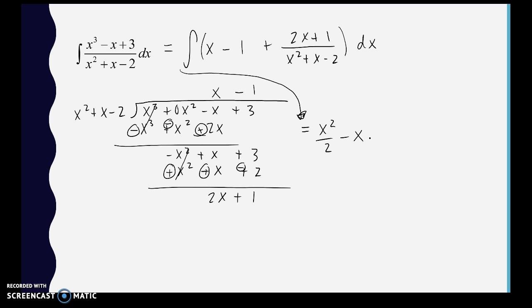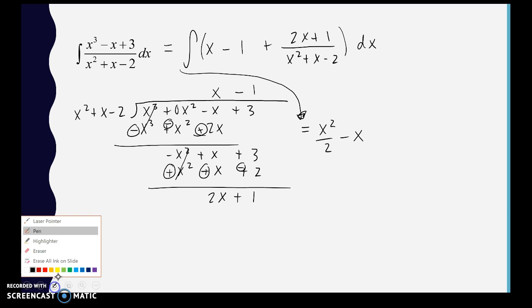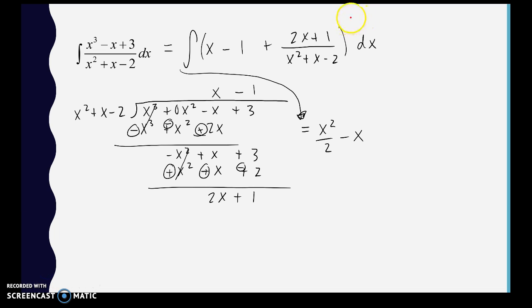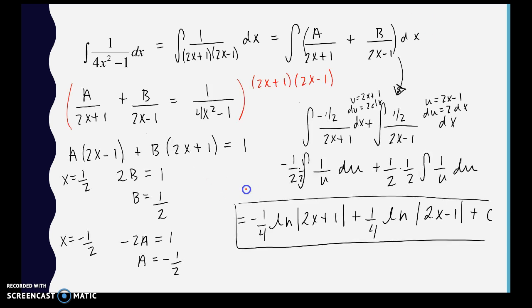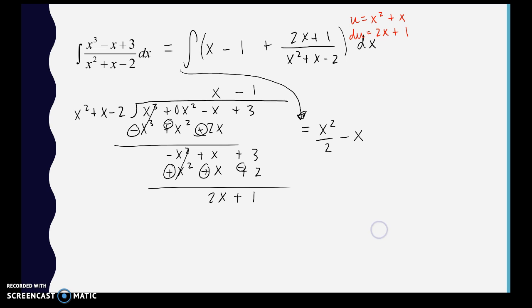Now let's look at this guy. We have all of these tools to be able to integrate. So instead of using partial fractions, let's see if a u substitution would work. U is equal to x squared plus x, which makes du 2x plus 1. Oh, hello. 2x plus 1 dx. That's exactly what I have here. So this will just simply become the antiderivative of 1 over u du.